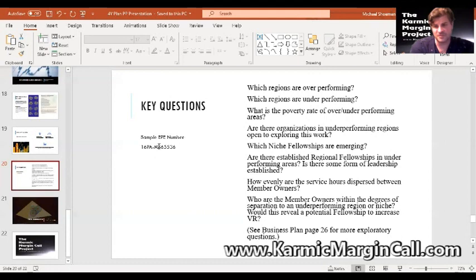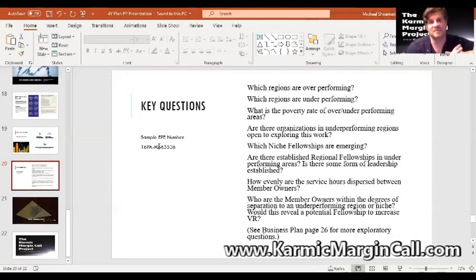Who are the member owners within the degrees of separation to an underperforming region or niche? That's a little bit of my jargon, but we explore the relationships between core fellowship, like myself, or some of the 32 members who will be established this year. What are the degrees of separation between them and someone who might be in an underperforming region? Who are the people in those degrees of separation? Does a trend emerge? Is there a niche that we might want to focus on to help develop an underperforming region in the regenerative economy?